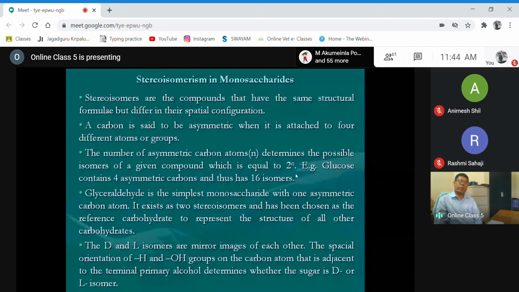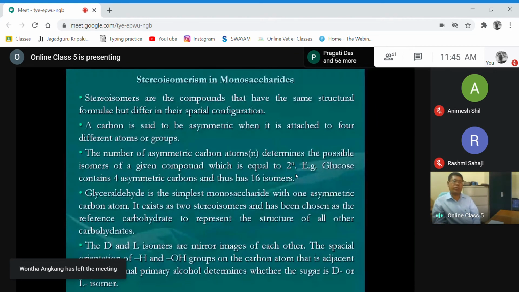The number of asymmetric carbon atoms determines the possible isomers of a given compound, which is equal to 2 to the power n. So how many isoforms or isomers will be present in a molecule depends on the number of asymmetric carbons present. Say, in case of glucose, the number of asymmetric carbon atoms present is 4. So 2 to the power 4. Okay? That means it will have 16 isomers. So the number of isomers depends on the number of asymmetric carbon atoms present in the molecule.